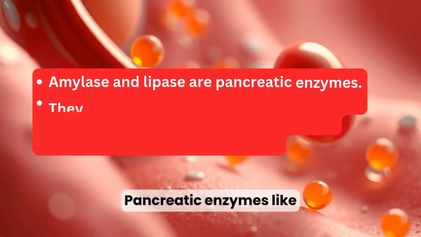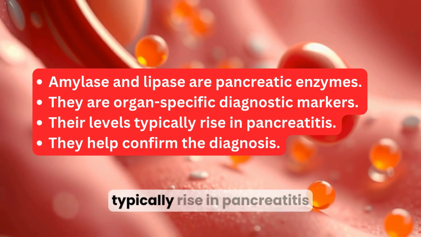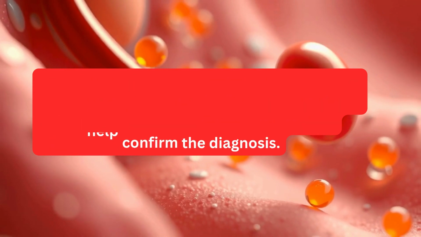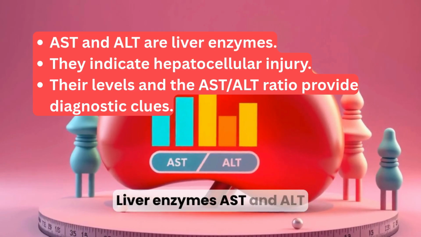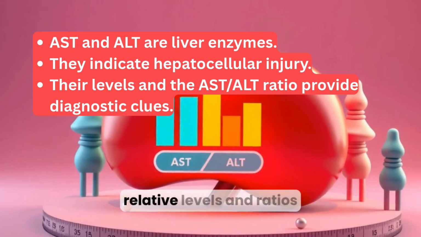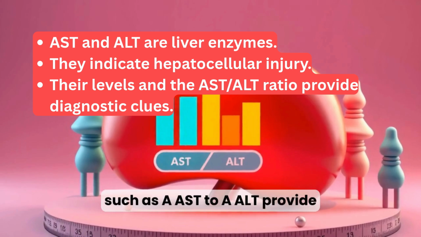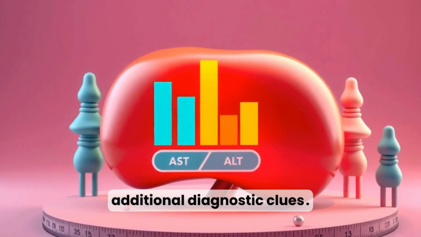Pancreatic enzymes like amylase and lipase are organ-specific markers that typically rise in pancreatitis and help confirm diagnosis. Liver enzymes AST and ALT indicate hepatocellular injury. Relative levels and ratios such as AST to ALT provide additional diagnostic clues.